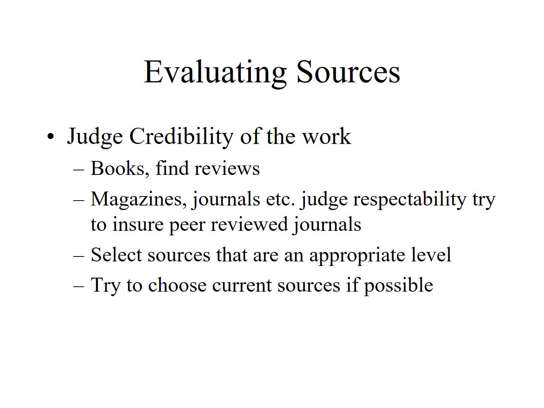So with books, you can find reviews as to whether it's a credible book or not. The JSTOR that I mentioned earlier is very good for that. There's lots of reviews of professional books in there. For magazines and journals, you've got to try to figure that out on your own. Whether it's respectable. I mean, you can see that U.S. News and World Report would probably be respectable, but People Magazine or the National Enquirer, maybe not so much, right?